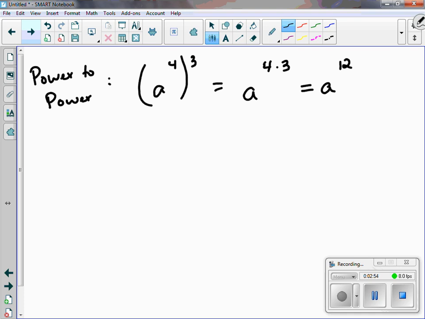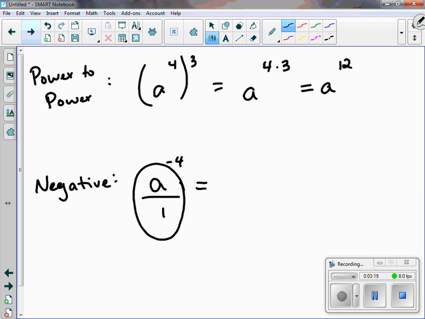Last but not least, negatives. Negatives flip, and that's kind of a tricky concept for most people. So if I have a to the negative 4, this is actually, so you flip this fraction part here. It's realistically a over 1. So this now changes to 1 over a to the 4th.